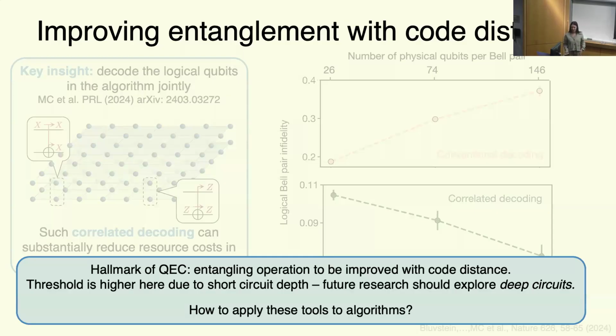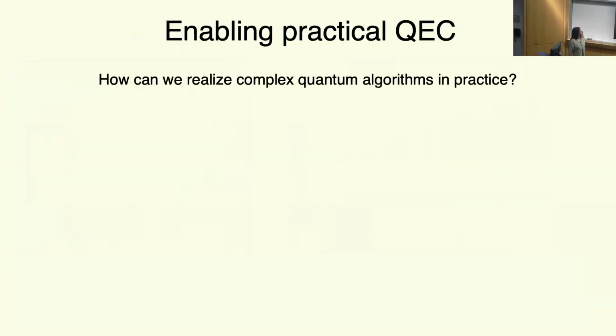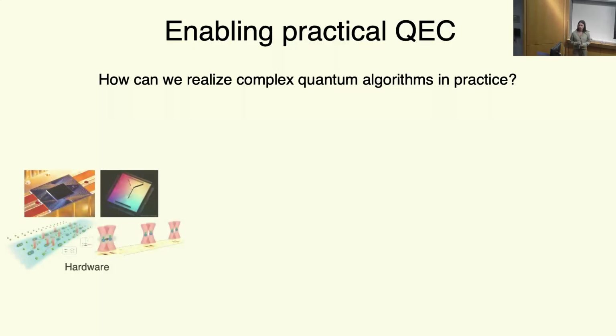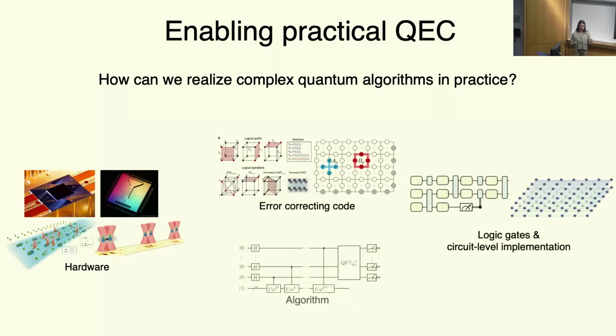Okay, so let's apply these tools to algorithms. We really need to start thinking about how we can use these basic tools to realize complex quantum algorithms in practice. And in order to do this most efficiently, what we'll do is take into account our hardware, our error correcting code, and the way we do gates, and really try and co-design them with the algorithm that we want to implement. Because for a different algorithm, there might be better or worse strategies to doing quantum error correction, and we really want to minimize the resources that we need. And so I'm going to show an example of how this works in practice.